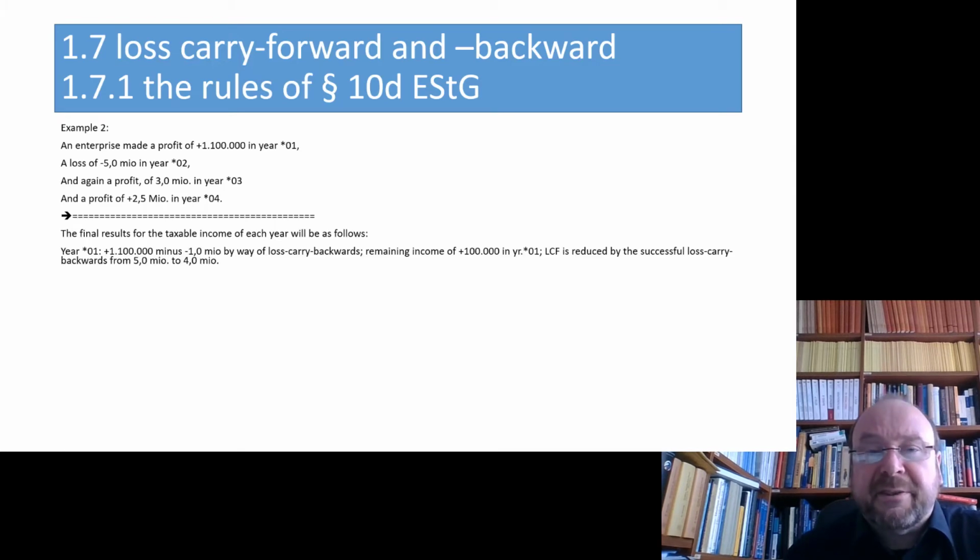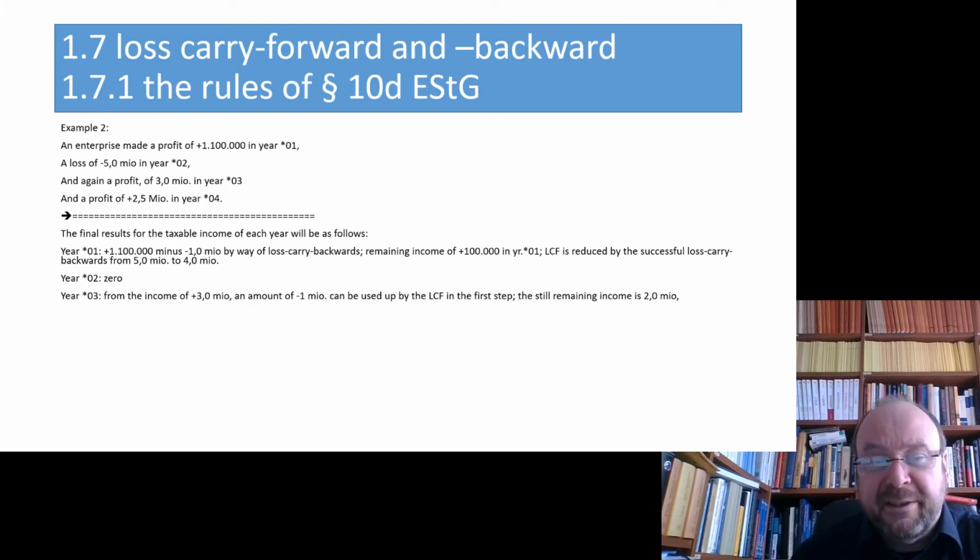First, let's try loss carry backwards. 1.1 million, well, you can carry backwards 1 million at most. So we do that, and we have a remaining income of only 100,000 now in year one. So you get a tax refund because from the new perspective, you overpaid your taxes for year one in the first assessment. Okay. The loss carry forward is now reduced by the 1 million from 5 million to 4 million. Year two is naturally again a zero income, no positive income.